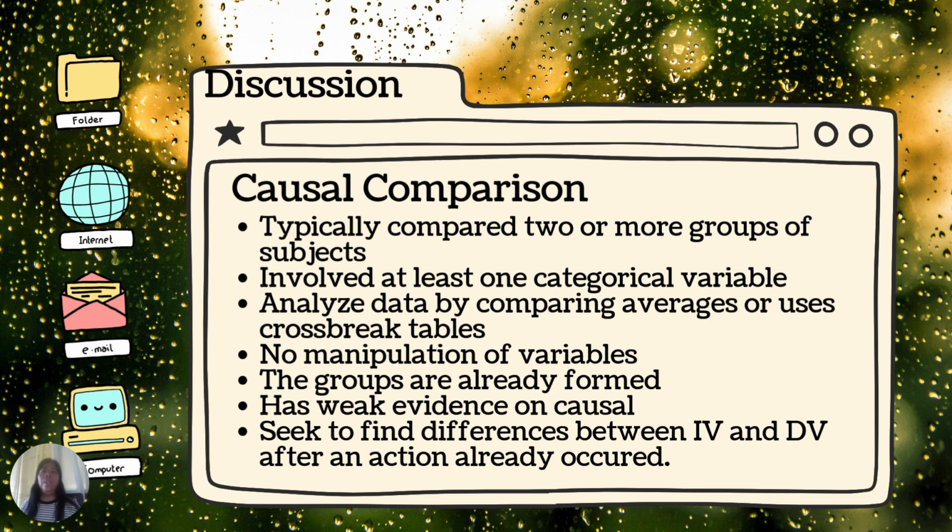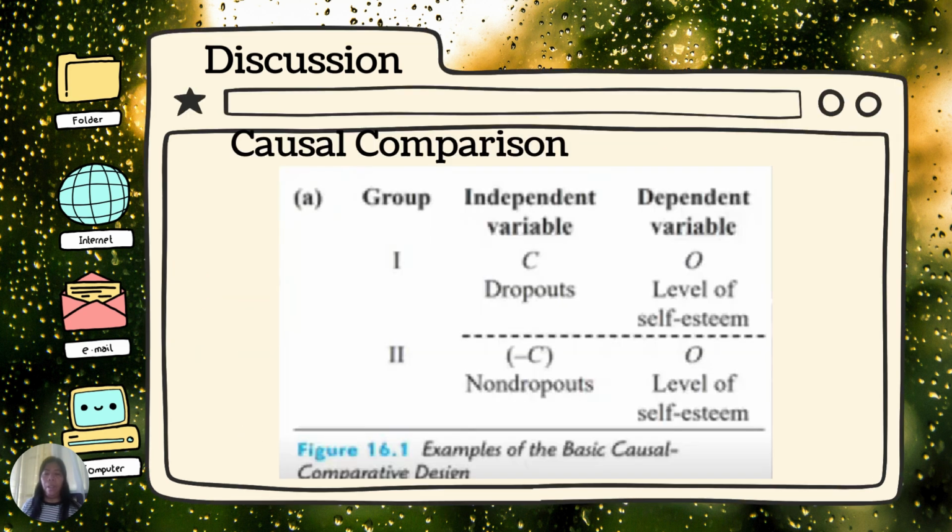So you will probably see the differences when the action conducted for the research was already happened or was already done. Some of the concrete examples for this are as follows. We have these independent variables: the two groups are the dropouts and the non-dropouts, and the categorical variable like the level of self-esteem of the two subjects, dropouts and non-dropouts.